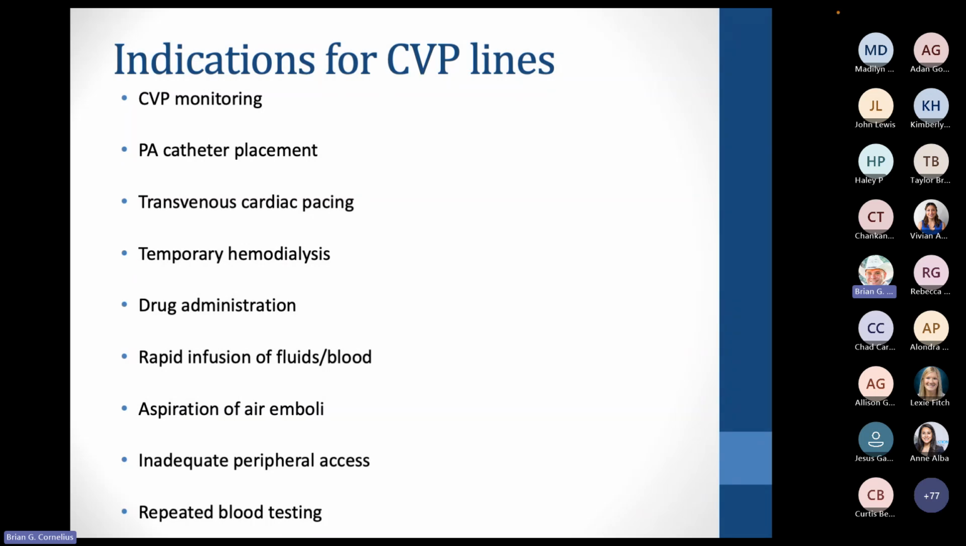We may use it as part of a targeted therapy. So you may put a central venous catheter in to aspirate air emboli. You may use it to aspirate clots, or you may use it for directed thrombolytic therapy. We also put central lines into patients to do repeated blood testing, although not quite as often as we used to, and also for poor vascular access. Again, we're not commonly doing IJs for vascular access anymore. A lot of times now they're getting midline catheters or PICCs.